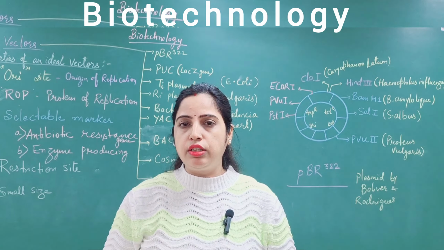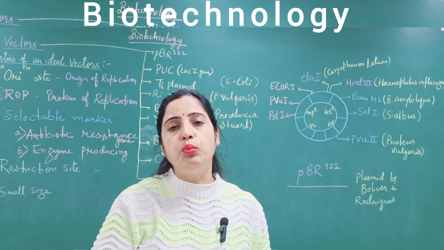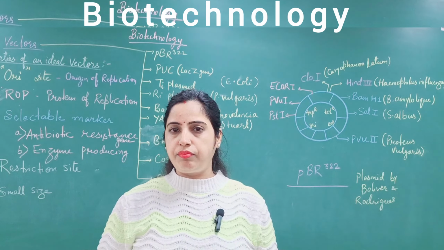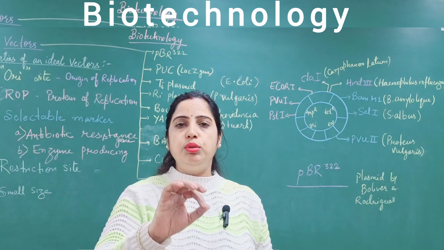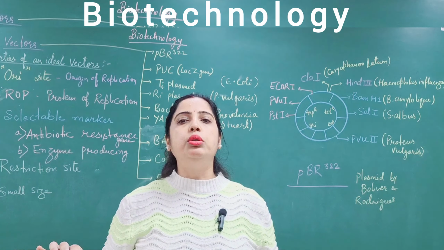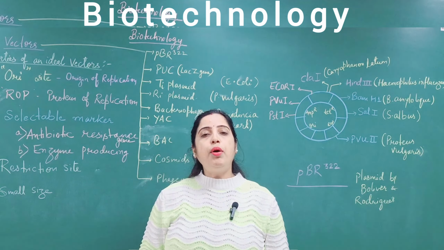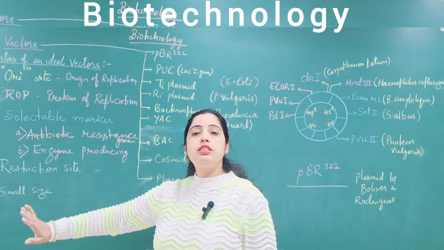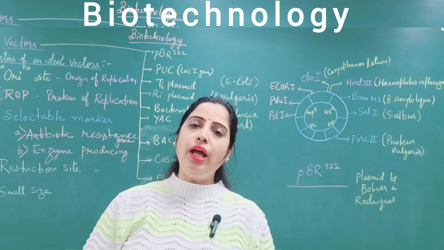So an ideal vector should have what? It should have one restriction site where one restriction enzyme can work. That's the best part of it, so that it would be easier for a person to work upon, and it will make the plasmid, which is circular, into a linear one. Now, one of the important prerequisites for the vector is that it should have a small size as well. Why is it so? It would be easier to handle.